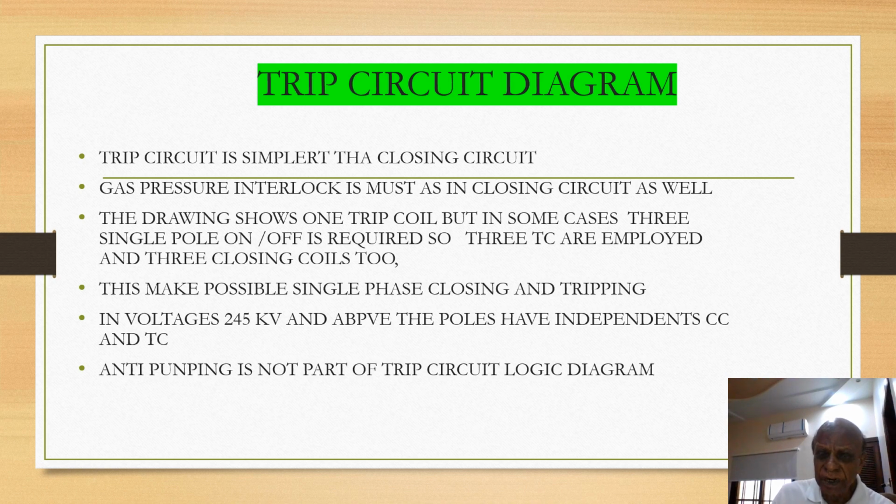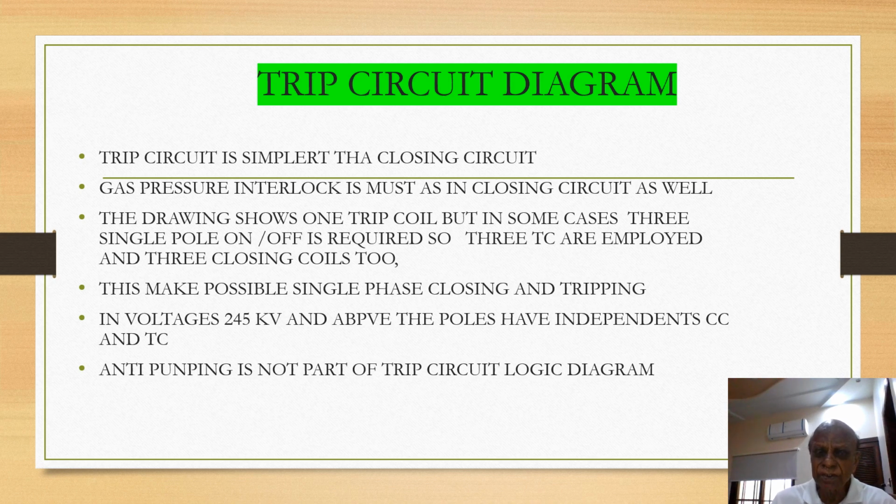When the poles are independent, there is an advantage that you can use reclosing as single phase, two phase, or three phase. Single phase reclosing is possible only when the operating rod for each pole is independent. So when the operating rod is not common, we will need three trip coils, one for each phase, and also three closing coils, one for each phase. So in total, three trip coils and three closing coils.